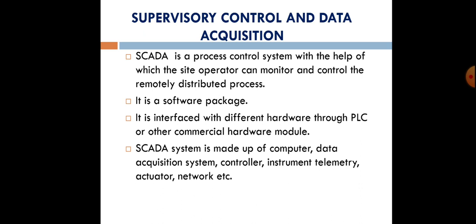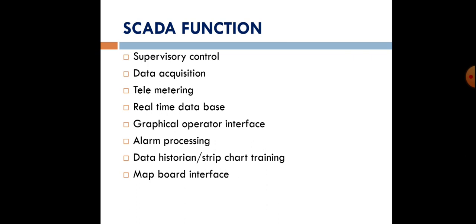The data gathered is analyzed at the central site and the data is displayed on the operator's screen. Control of the process is done either automatically or manually. It is used in various industrial processes like steel manufacturing, chemical, electrical power generation and transmission, gas and oil pipelines, water utility, etc.